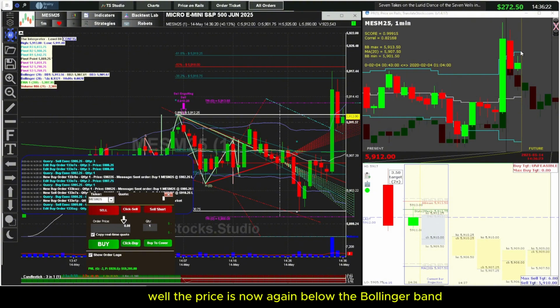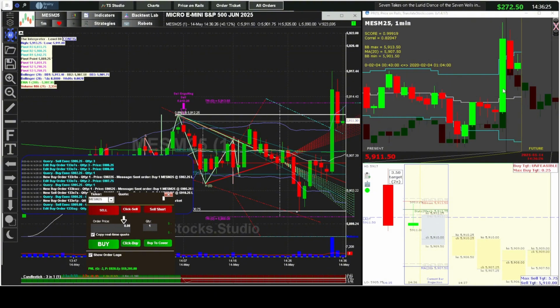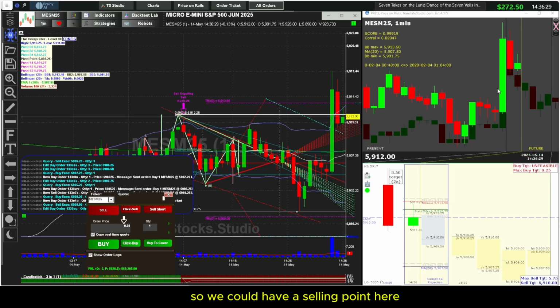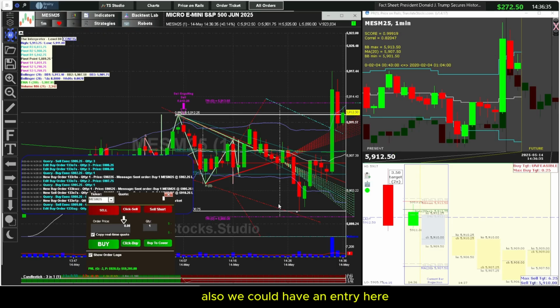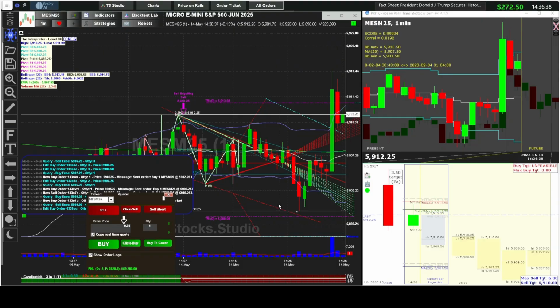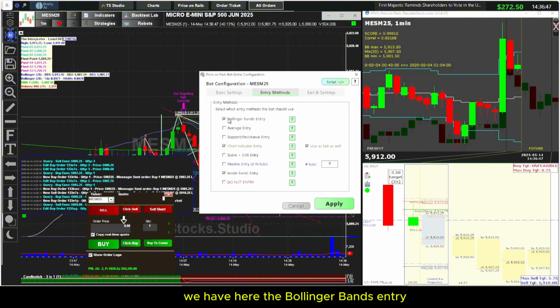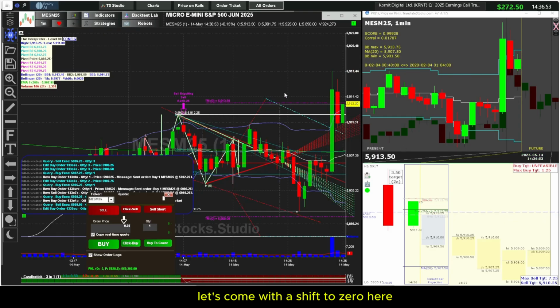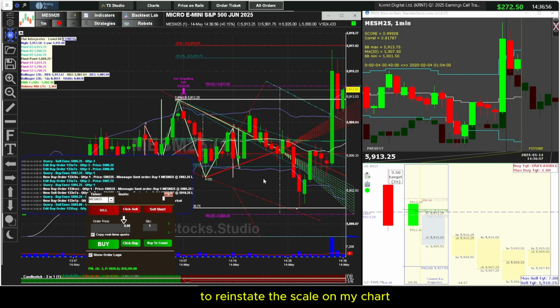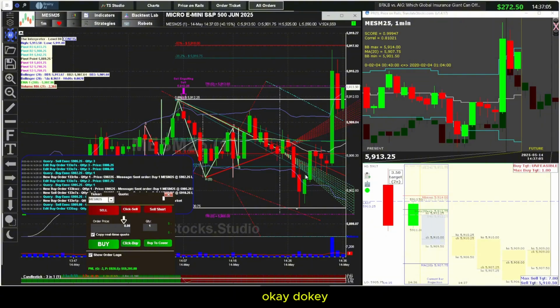Well, the price is now again below the Bollinger Band, so we could have a selling point here. It's below the Fibonacci resistance also. We could have an entry here. The system can give me the signal. Actually, the system is configured to enter for me. We have the Bollinger Band entry here. They are configured. That comes with a shift to 0 here to reinstate the scale in my chart.